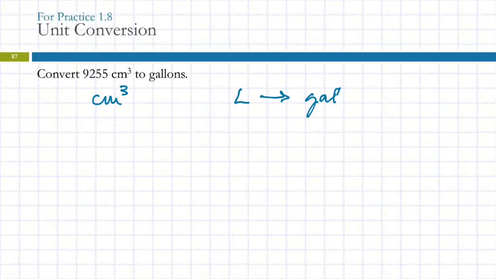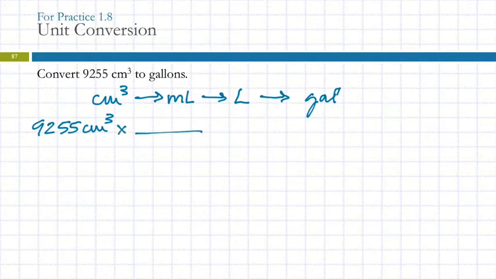What is another name for a cubic centimeter? A milliliter. So converting cubic centimeters to milliliters is super easy. Can I convert milliliters to liters? Yeah, they're both liters. One has a prefix, one doesn't. I can do that in one step. There's my path. It's not the only path, but it's the one I'm going to use. Okay, so 9,255 cubic centimeters, 3 arrows, 3 fractions.